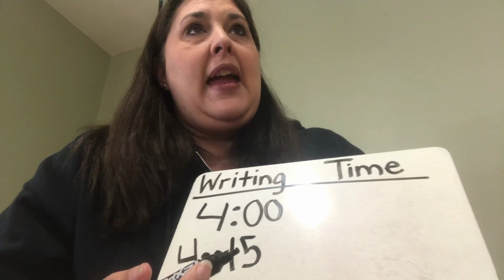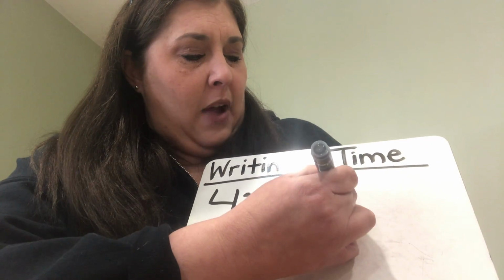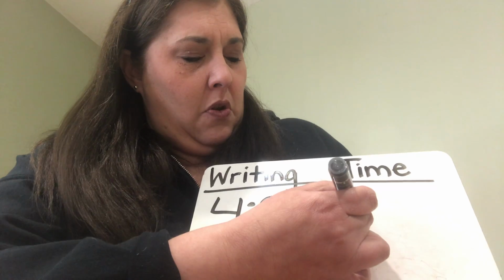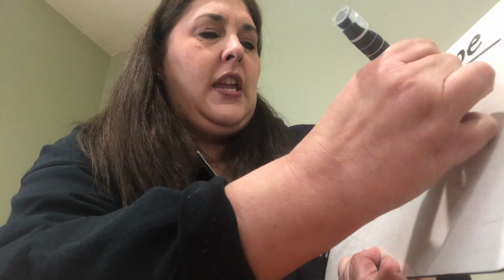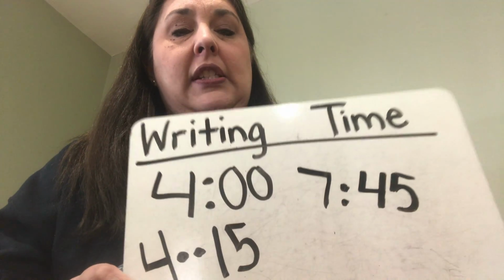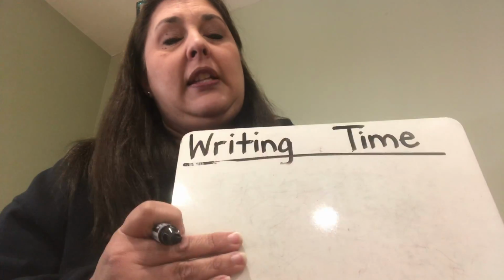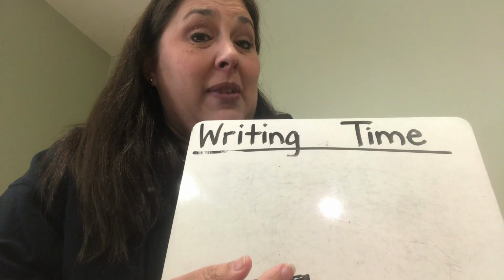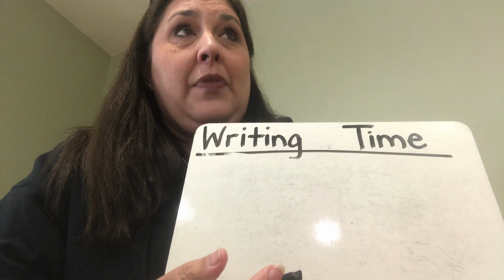So if you wanted to write, let's say 7:45, you would write your hour first. So 7, colon, 45. 7:45. Just remember, you're always going to want to write your hour first and use a colon and then write your minutes.